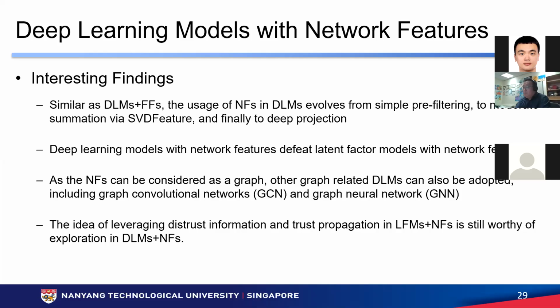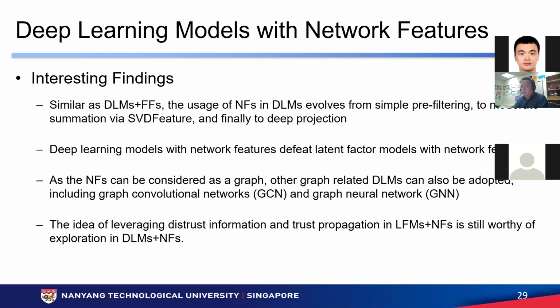Also, because the network features can be considered as a graph, a homogeneous graph, we can leverage graph-based deep learning models like graph convolutional networks, GCN, and graph neural networks, GNN, all these kinds of advanced graph-based deep learning models to better utilize the network features. Another thing is that, as I mentioned, deep learning models to leverage network features are just in the early stage.